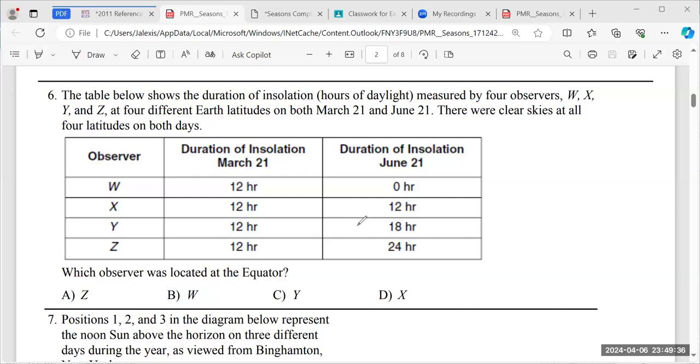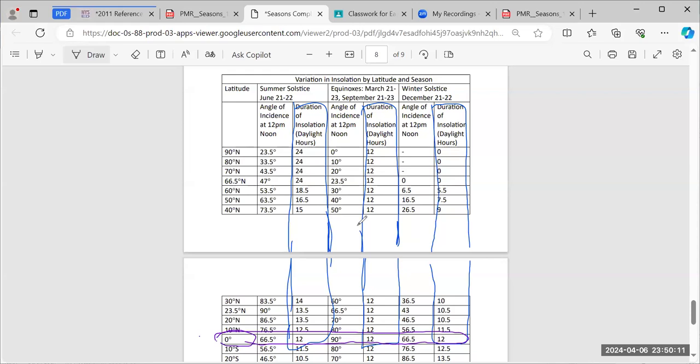So there's something special about the equator. And the reason why that's special about the equator is the duration of insolation, right? Duration of insolation, as we learned before, is the amount of daylight hours. So remember, I'll say that to you again. Duration of insolation talks about the amount of daylight hours there are during the day. All right. So in the notes, there was a chart that I gave you.